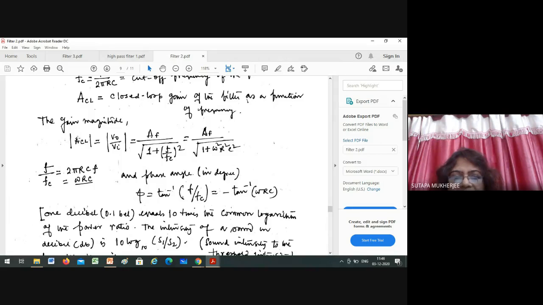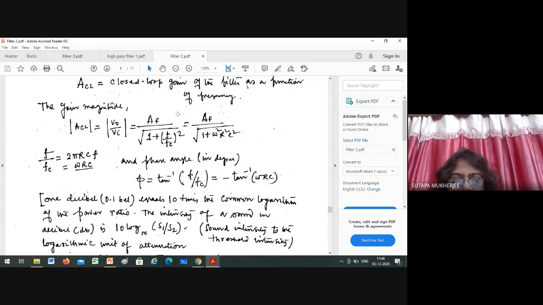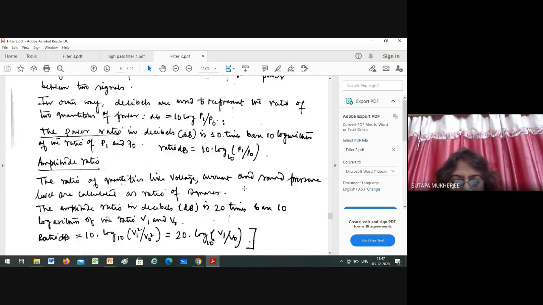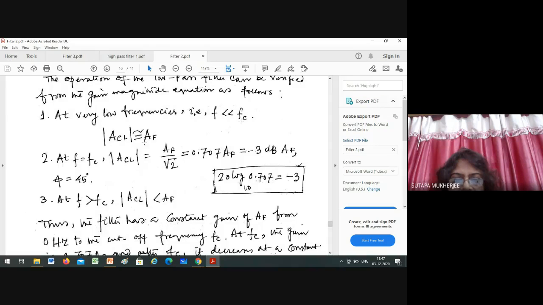So in this case the gain magnitude will be totally AF, right? It is obvious that at low frequencies, when the frequency is very much less than the cutoff frequency, the filter will allow all those frequencies because the magnitude is high. Is it clear? Keep this in mind, then come here. If f is very much less than fc, ACL is approximately equal to AF.